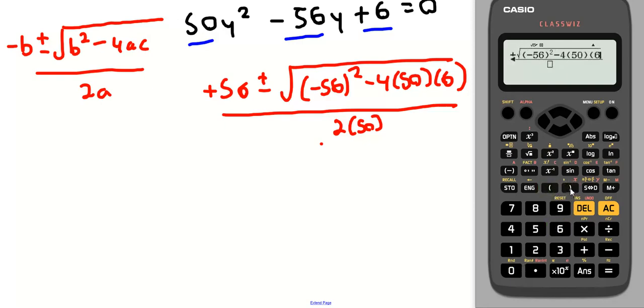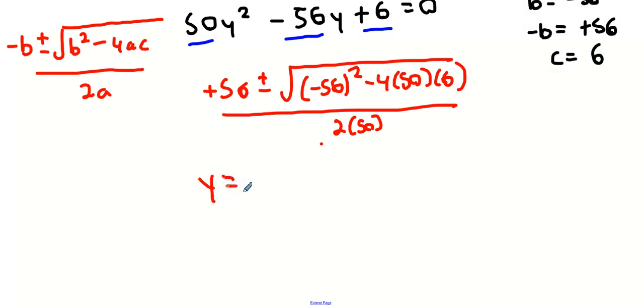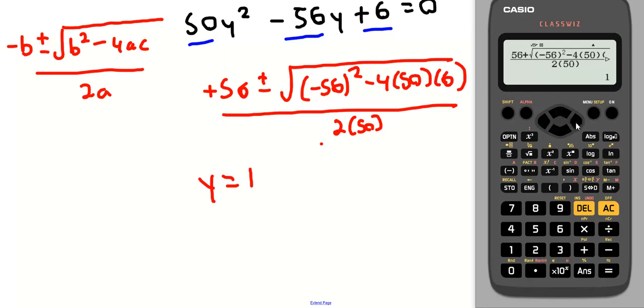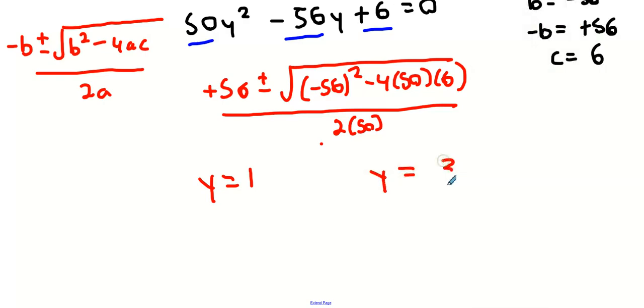Now, did anybody in the class get an answer of 1? Excellent. It's nice and easy, isn't it? We got y equals 1. Okay. And y equals 3 over 25. Fair enough. Keep it as a fraction. It's easier. Okay. Now, guys, I'm only on 13 out of 15.